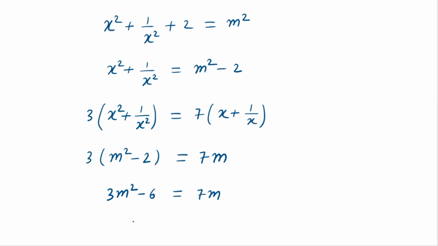Now if we take all the expressions in same side, then 3m square minus 7 times m minus 6, and this is equals to 0. In left hand side we have 3 times m square minus 7m minus 6, this is equals to 0. This quadratic equation is factorizable.